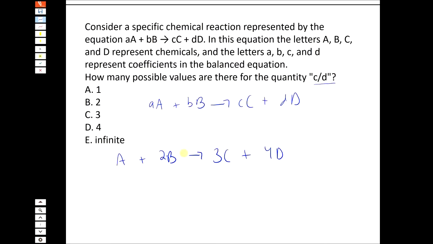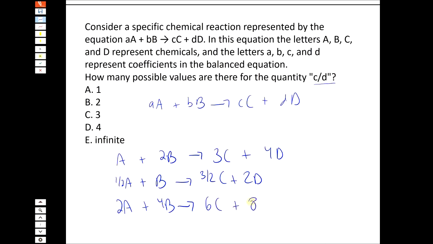We have no idea if that's right or not, but let's just assume it is: 1, 2, 3, 4 for the four coefficients. So that's one way to balance the equation, but even though this is the most conventional way with small whole number coefficients, we could do fractions. That would work. If we took all these coefficients and divided them by 2, we could have half A plus B goes to 3 halves C plus 2D. Or we could double all the coefficients, and so the possibilities are endless. But remember, whatever we do to one coefficient, we have to do to all of them. As long as we multiply each coefficient by the same factor, the reaction will still be balanced, not necessarily in the most conventional way, but it works out either way.